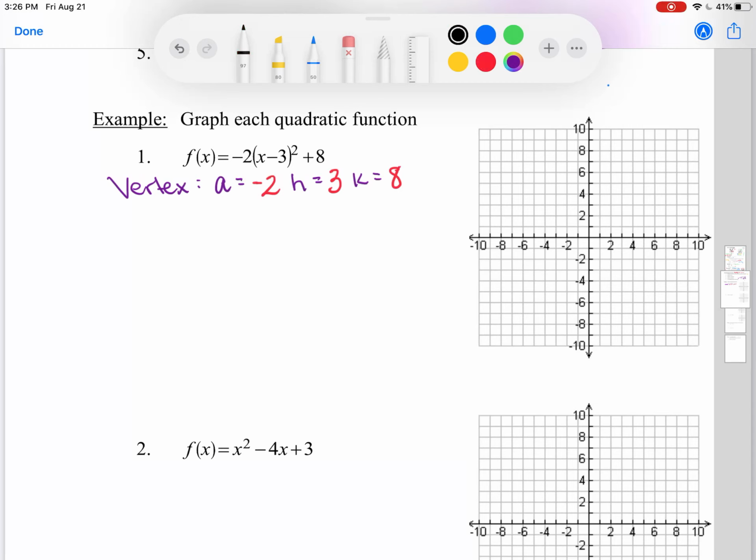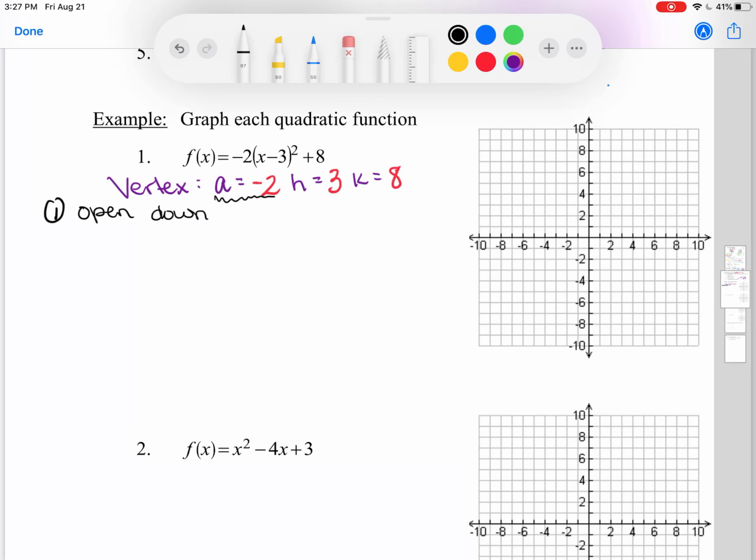With all of that labeled and ready to go, we can start on our 5 steps. So we will start with step 1. Step 1 is determining if it's going to open up or open down, and that is all based off of whatever we have for our A out front. So yes, it's a 2, but more importantly, it's a -2. And because it's negative, it's going to make us open our graph down.